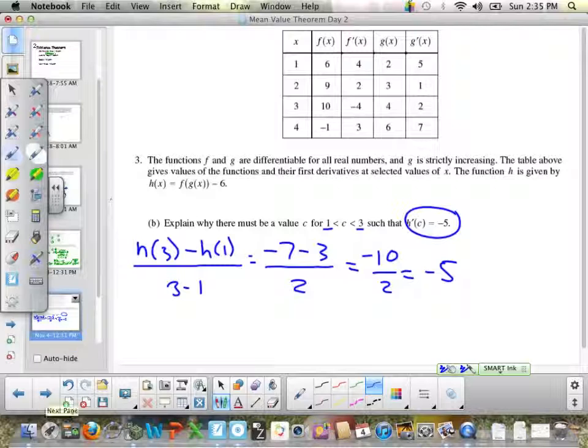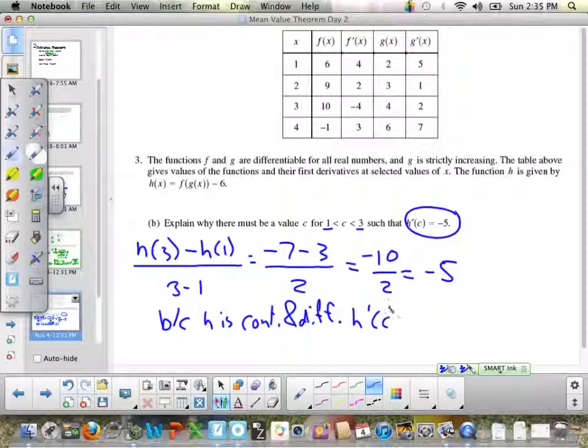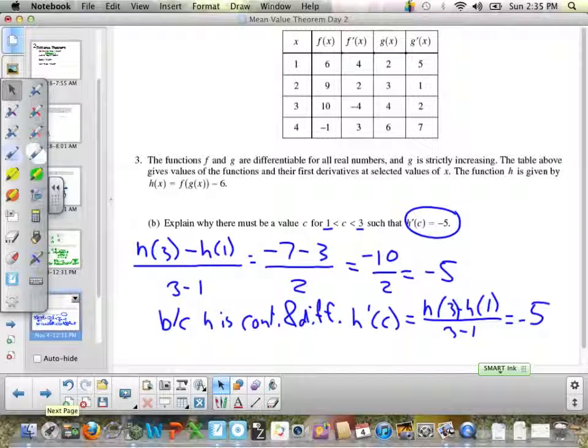So because the average rate of change equals negative 5, and the function is continuous and differentiable, somewhere h prime of c must equal negative 5. Because h is continuous and differentiable, h prime of c equals h of 3 minus h of 1 over 3 minus 1, which is negative 5. And that's the mean value theorem.